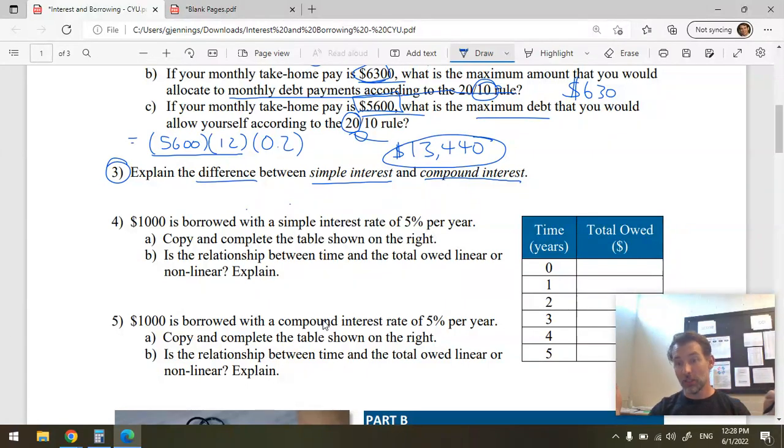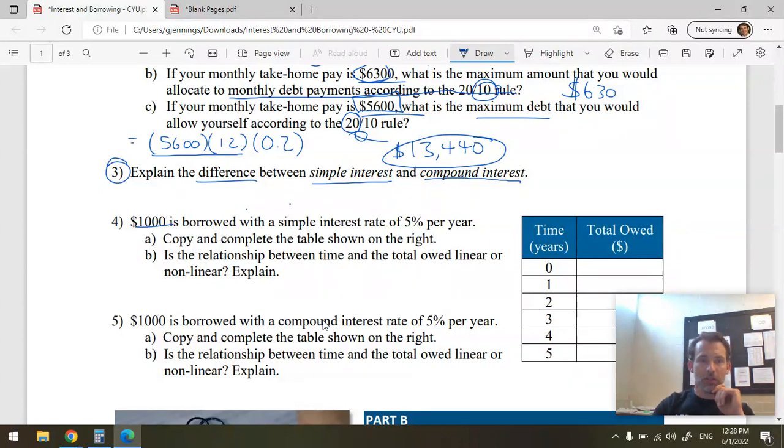So if I borrow $100 at 10% simple interest, after 1 year, I'd owe 110. After 2 years, I'd owe 120. After 3 years, I'd owe 130. After 10 years, I would owe 200: 100 plus 10 times 10. Okay, so the interest never grows. It just stays constant, so it creates a line. Compound interest creates a curve, and this is because the interest grows itself.